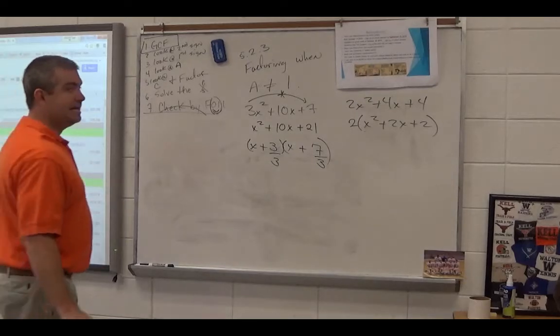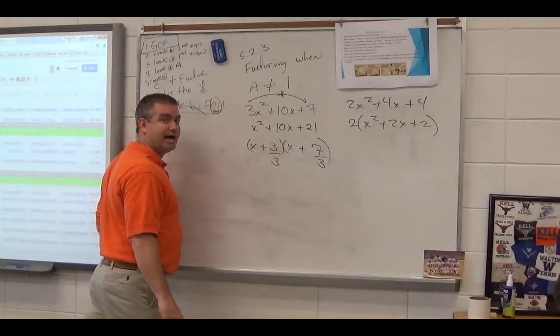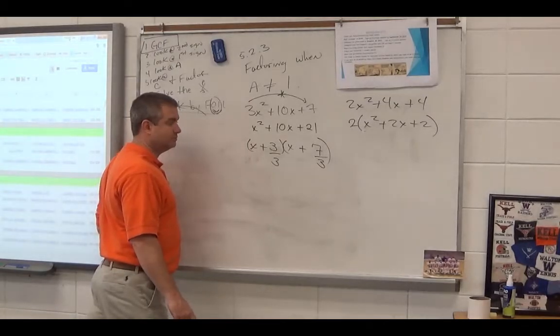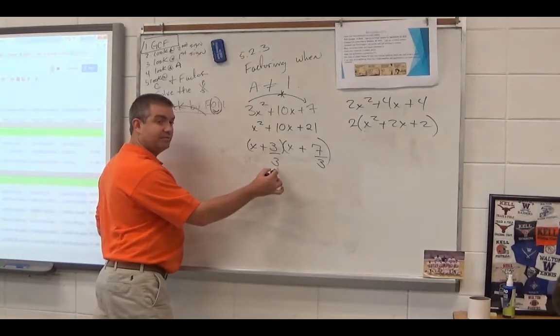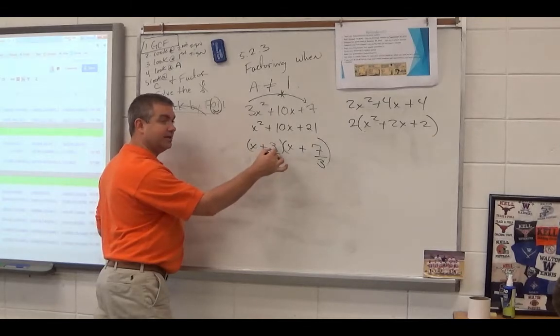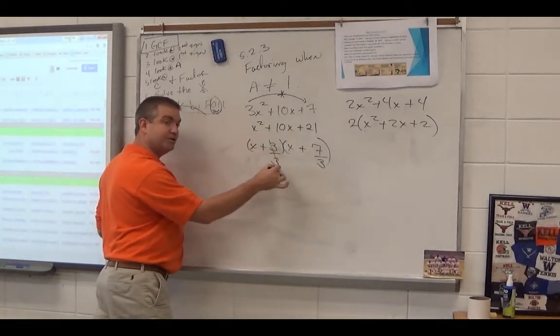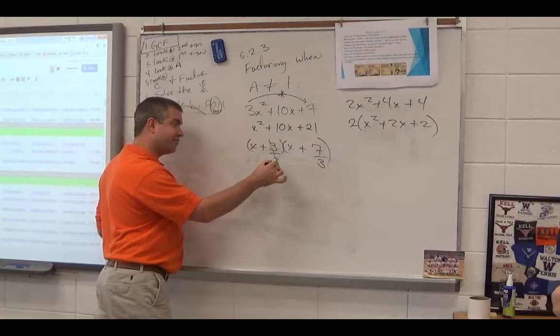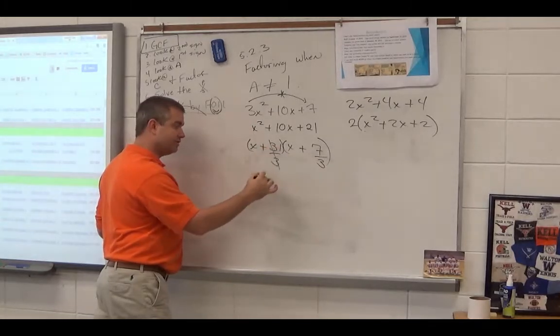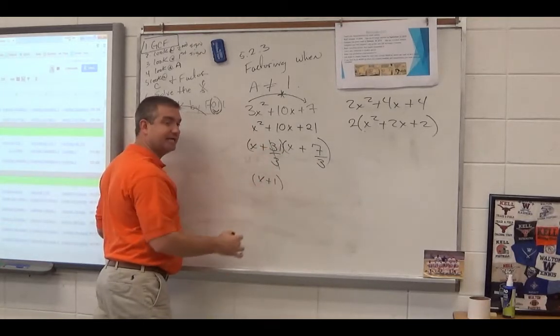Okay. Here's where you make your mistakes. You better have eyes up here. You better pay attention. If this number will go into this number evenly, then you do it and you simplify. What is 3 into 3? 1. So this just becomes x plus 1.